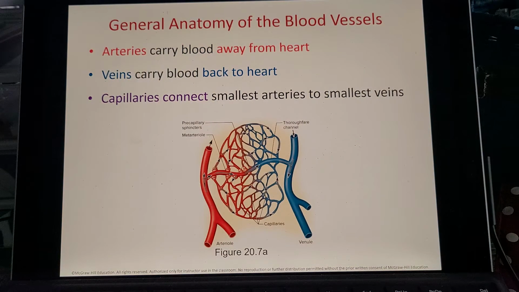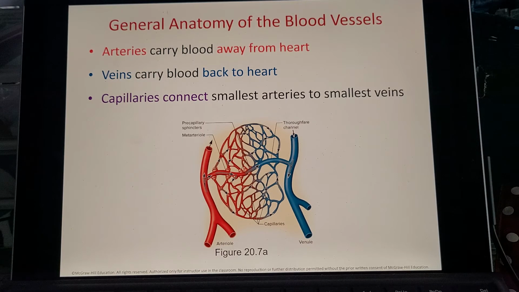First question on your study guide: what directions does blood travel in the arteries and veins connected to the heart in relation to each other? Arteries carry blood away from the heart, veins carry blood back to the heart, and capillaries will connect your arteries and veins. So they're in between where your arteries and veins are in the tissues area.